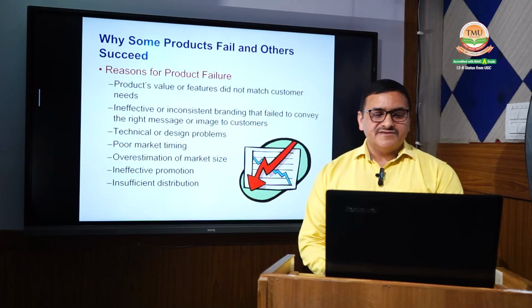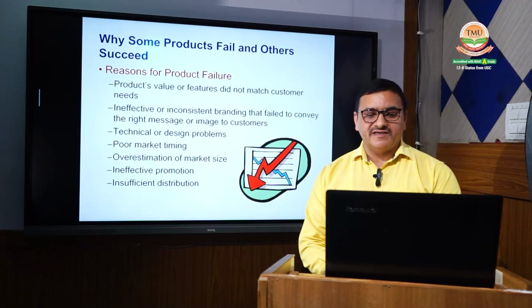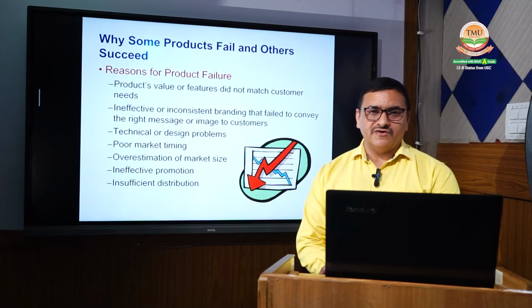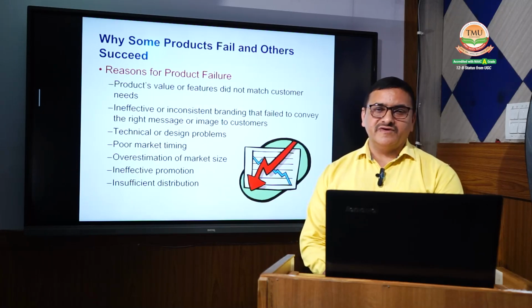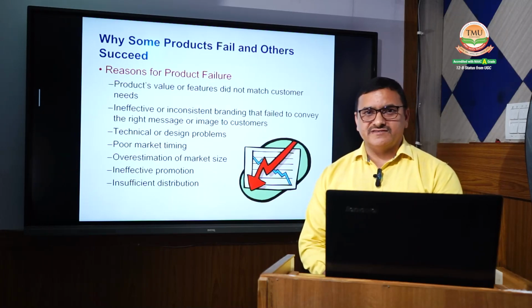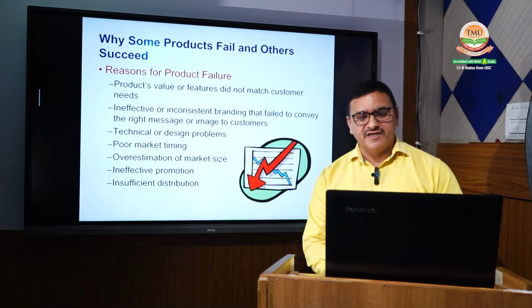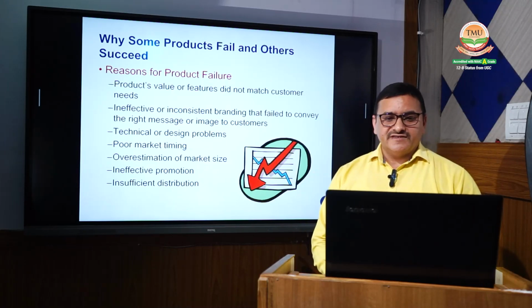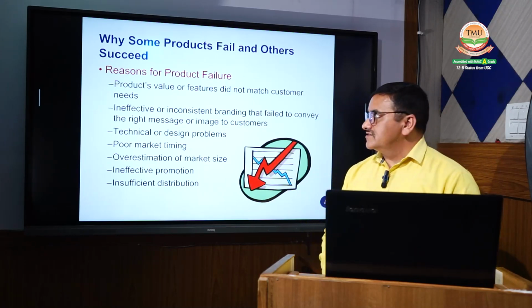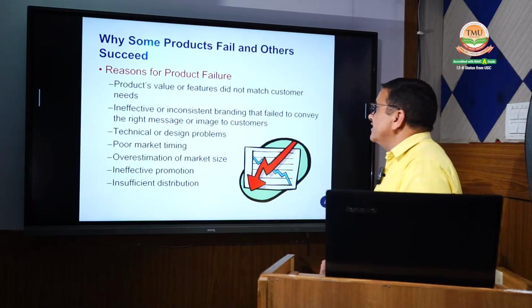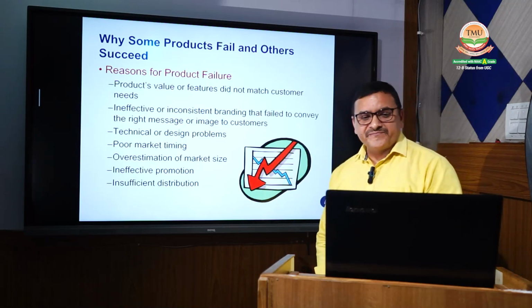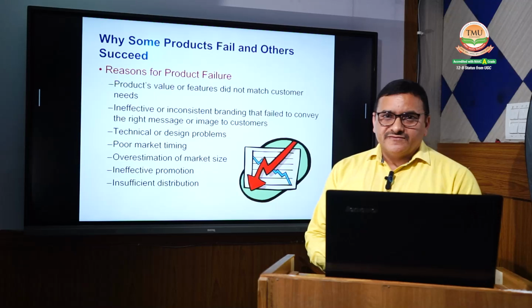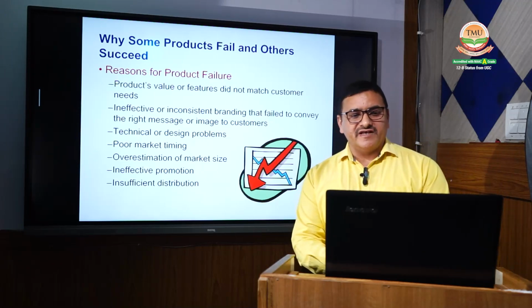Another reason for new product development is that the changing environment creates new demand and needs. Therefore, we have to always produce some innovative and creative products for the existing as well as for the new customers. Now, before discussing the new product, it is very essential for us to understand why some products fail and others succeed. So there are various reasons for product failure.